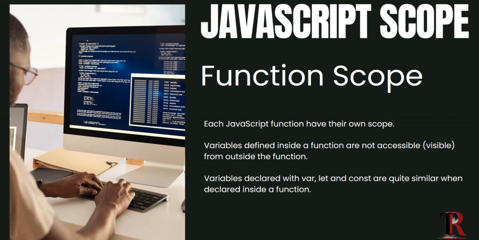And today in this lesson, we are going to be talking about another aspect of JavaScript scope, which is called the function scope. Each JavaScript function has its own scope. Variables defined inside the function are not accessible from outside the function. So for function scope, variables used inside a function are only accessible within that function. If you try to access a variable from outside the function, you are definitely going to get an error, like a reference error, due to the fact that a variable like that is not globally accessible.